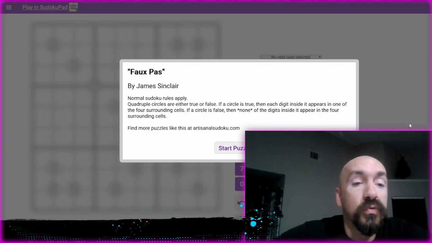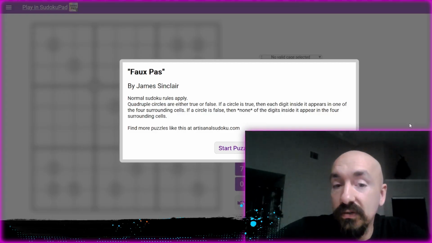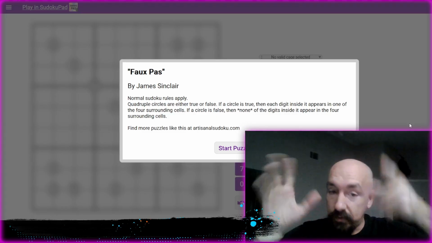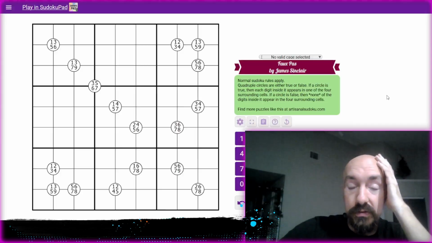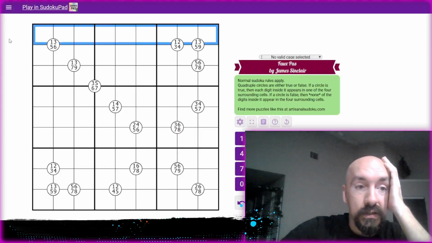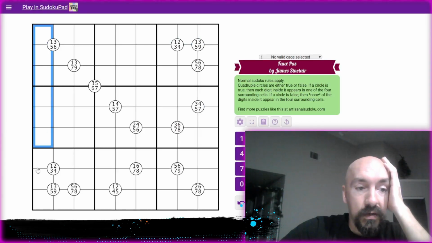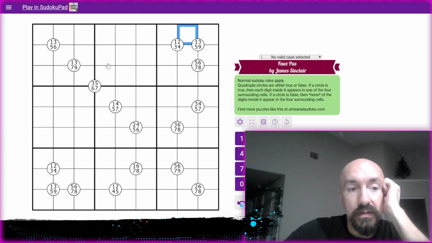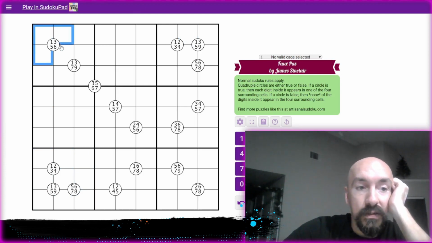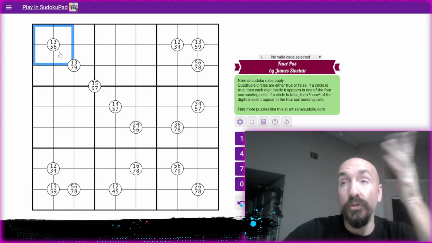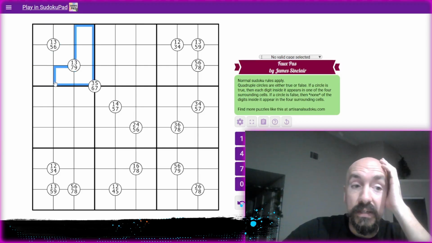We have normal Sudoku rules apply, and then quad circles are either true or false. So let's look at it. Normal Sudoku rules are 1 to 9 in every row, every column, and every 3 by 3 box. And then we're going to look at the quads. Either these four digits in this circle are here if it's true, or if it's false, then they're going to be out here.